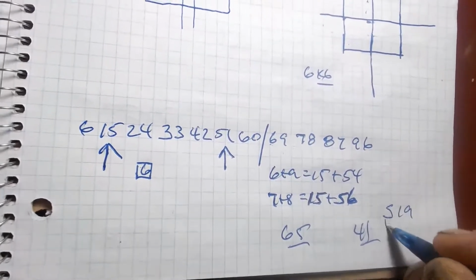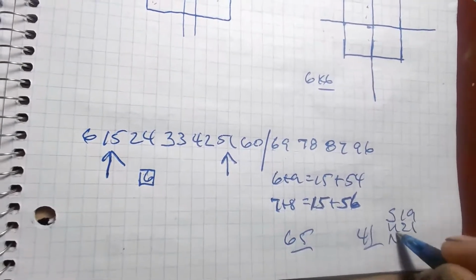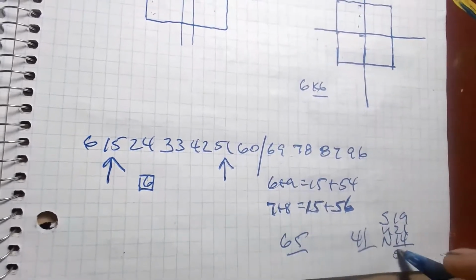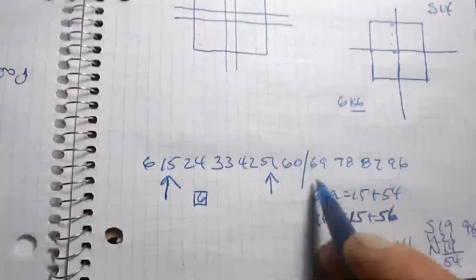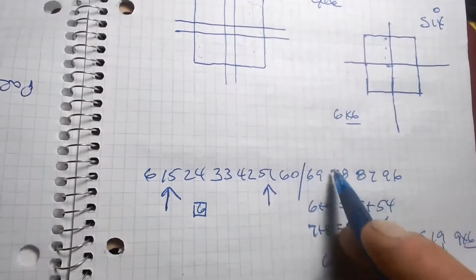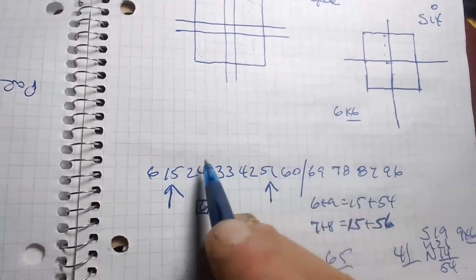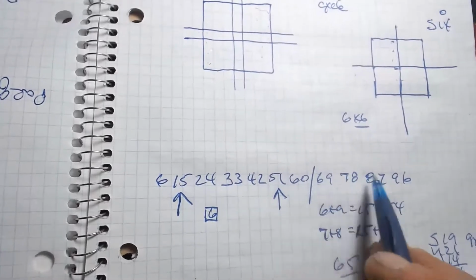S is 19, U is 21, and N is 14. The total is 54. Sun, it is a 9 by 6, 54. So you can see through the gateway your G and H. And this is your F, and love.